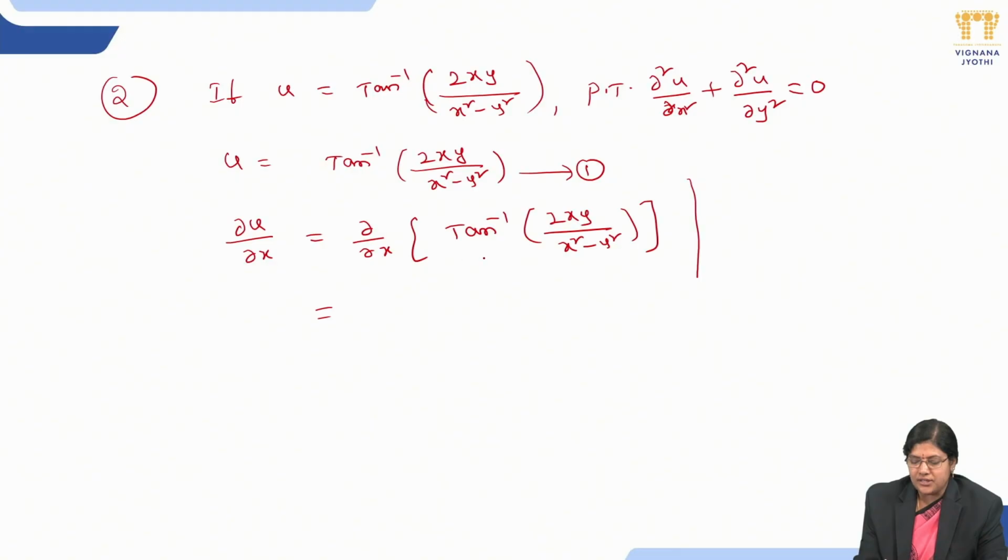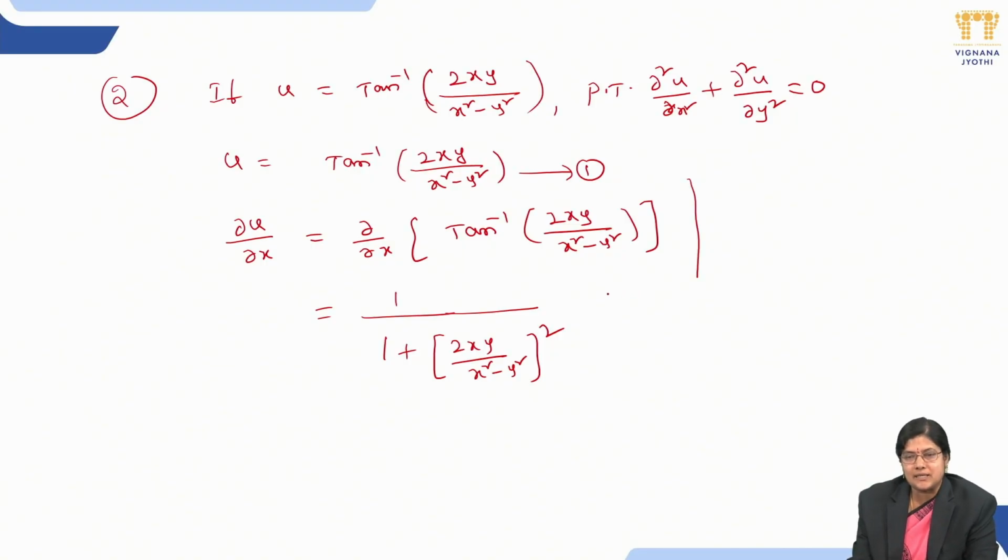So, when you are differentiating tan inverse x with respect to x, the derivative is 1 by 1 plus x square. We can apply that formula. We have 1 by 1 plus, in place of x we have 2xy by x square minus y square, whole square. This expression is of the form d/dx of tan inverse x type, and the derivative of tan inverse x is 1 by 1 plus x square.